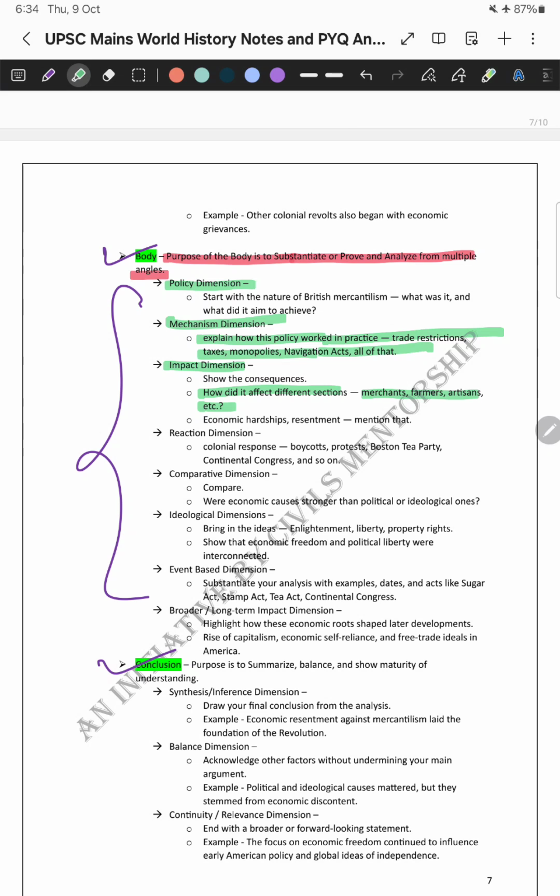So you can diversify your answer. Like the economic hardships, whatever happened, the resentment, we can mention those things as well. So in this impact dimension, we can mention all these things.